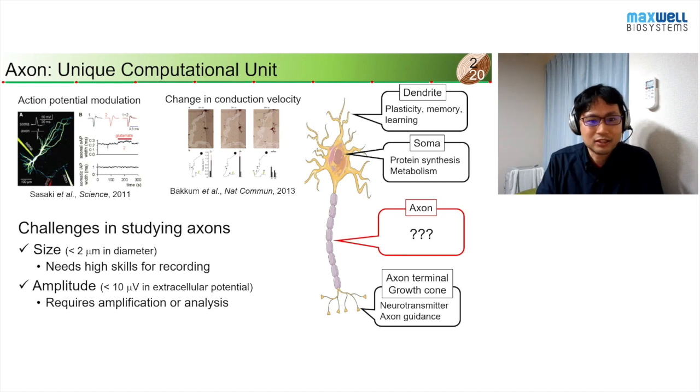The first one is the small size of axons. Therefore, conventional techniques require a high level of skill. When attempting to measure intracellular potentials with glass pipette electrodes, for example, it is necessary to drive a small patch pipette to attach to the axon. And second, in measuring extracellular potentials, the axon signal is very small compared to the cell soma. So researchers need to induce axon signals in a reproducible way and average multiple activities.